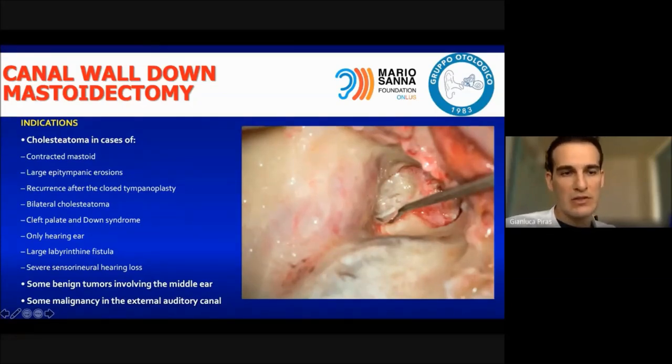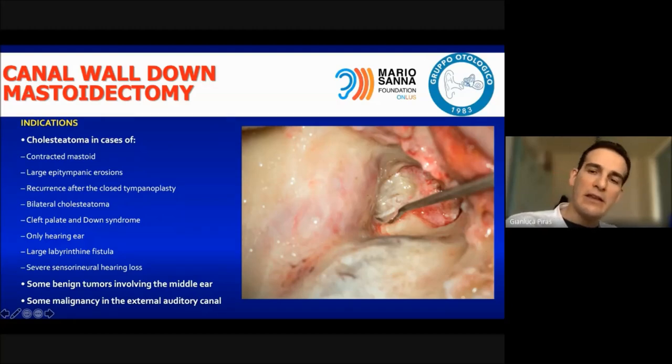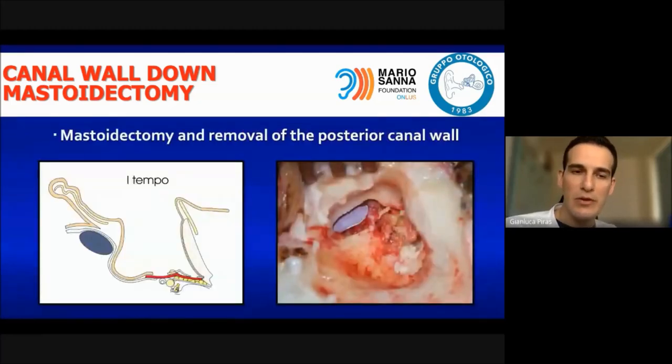Obviously, if you have a contracted mastoid, if you have a bilateral cholesteatoma, if you have some syndromes like cleft palate or Down syndrome, you have to do a canal wall down mastoidectomy. As well, in some cases of benign tumors involving the middle ear, as well as some malignancies, you can do a canal wall down mastoidectomy. Which are the principles? The principles are the same as what I told you at the beginning. First, follow the anatomical landmarks. So, middle fossa dura, sigmoid sinus, sinodural angle. The cavity should have round margins.